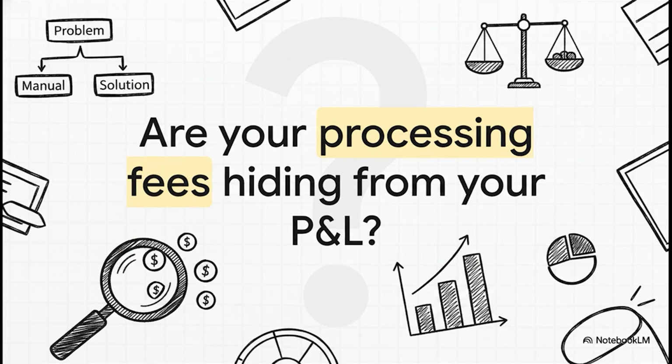So we've covered the core problem, the clearing account solution, the manual workflow, and exactly how to automate it. Remember, the ultimate goal here is to keep your income accurate, your fees fully visible, and your reconciliation as easy as possible. So I want to leave you with this final thought to consider as you go review your own accounting. Are your payment processing fees currently hiding from your profit and loss statement? Thank you so much for joining me for this explainer, and I highly recommend applying this clearing account workflow to your own books today to find out for sure.